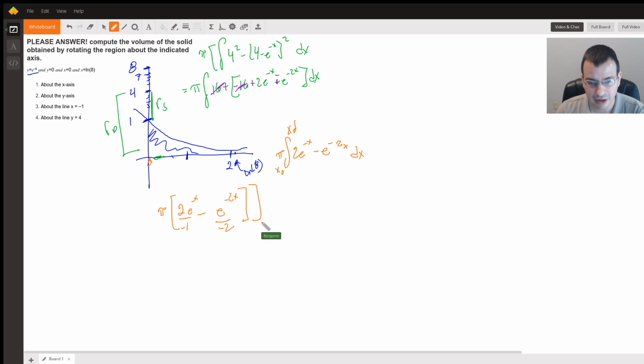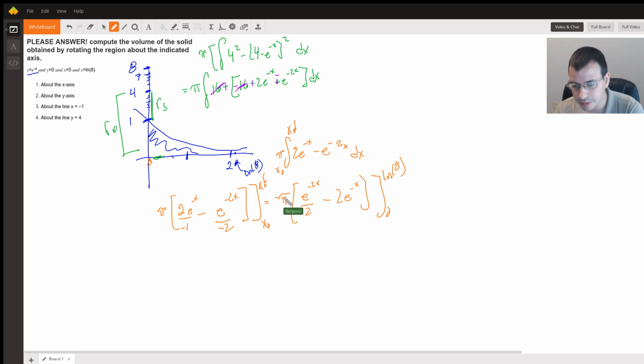Okay, now we have our limits of integration. I'll just leave those as x initial and x final because that's fine. We write things one more time to get something a little bit clearer, and we have e to the negative 2x over 2 minus 2e to the negative x, and we're evaluating it from 0 to natural log of 8. Is that correct? Mostly correct. I'm happy with that.